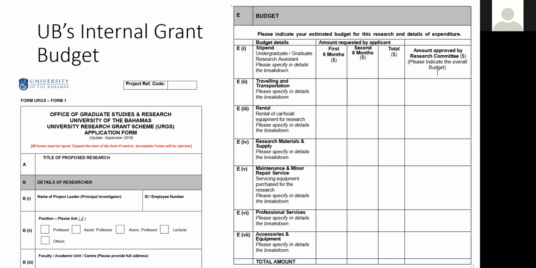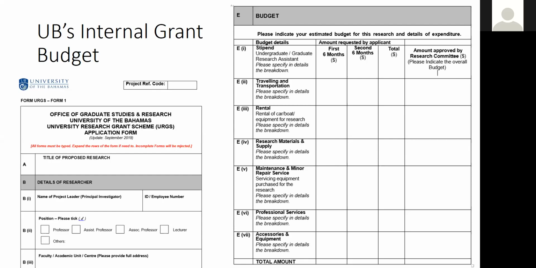At UB, for those of you from UB, you're quite familiar with UB's internal grant, where we have given you a form. So you don't even need to worry about what areas you need to focus on. It depends. In some grants, you're given a breakdown of the things that you can budget for. And in some projects, they just leave it to you. It's up to you how you want to structure it. If you're given a structure, follow the structure.